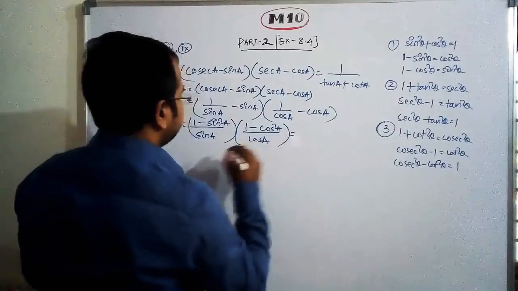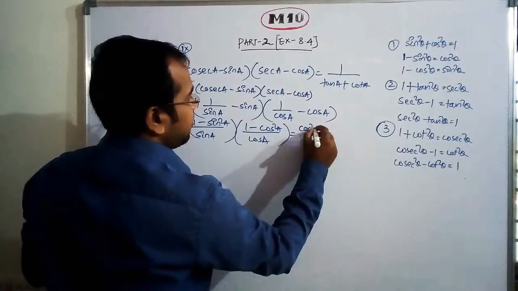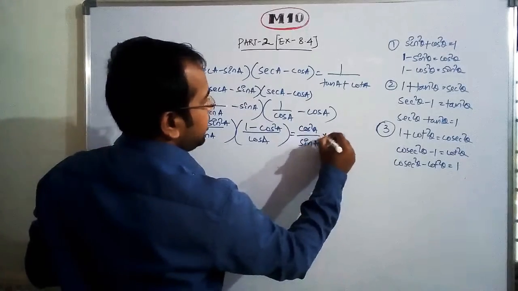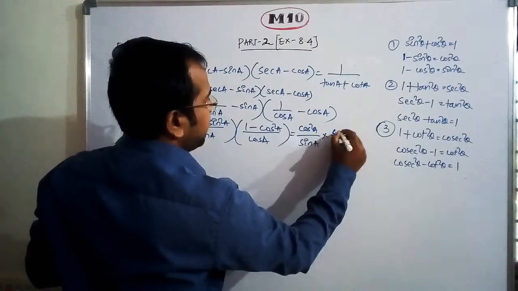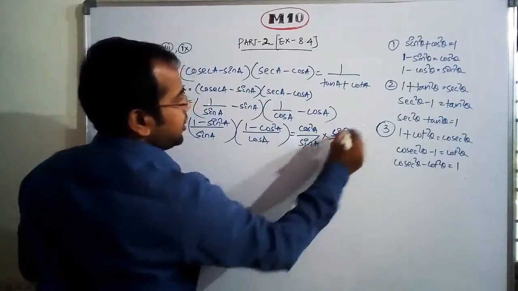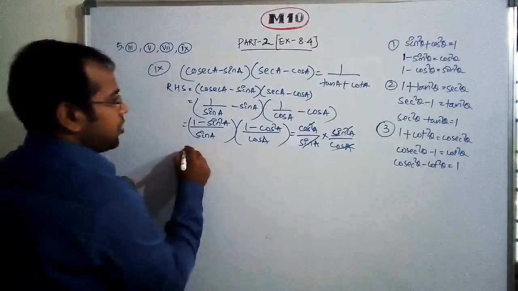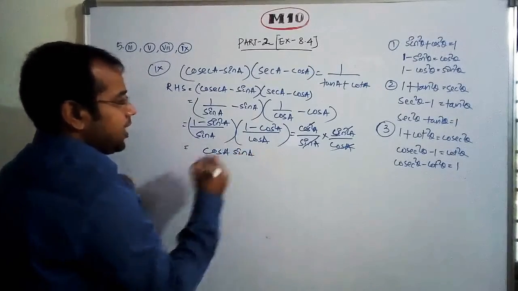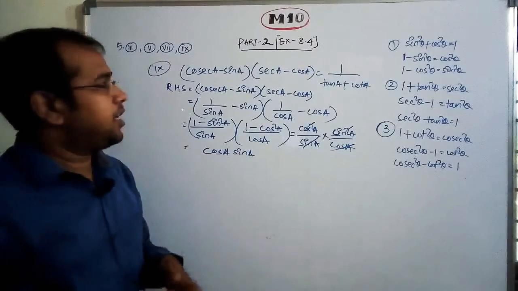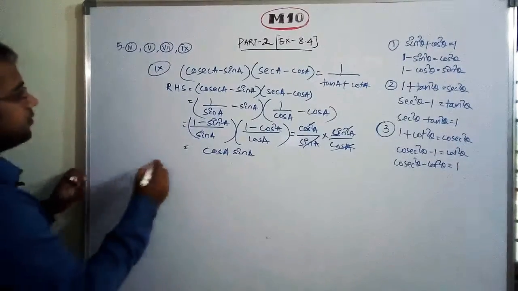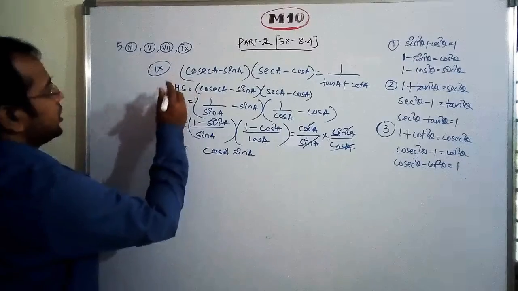Now put the values. So here you have got cos square A divided by sin A. Here you have got sin square A divided by cos A. Now see here, this is being cancelled out. What you are getting? Cos A into sin A. And the same we need to find from the RHS side. Let us go for the RHS. So this is the LHS.